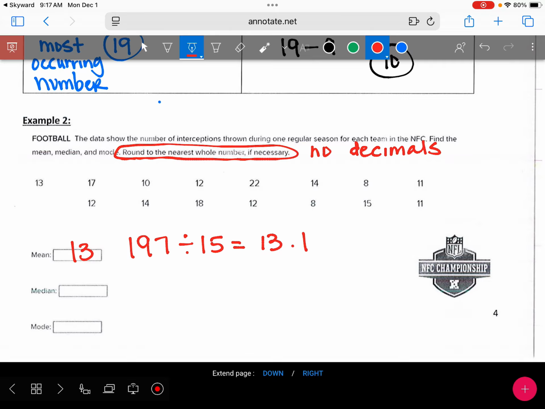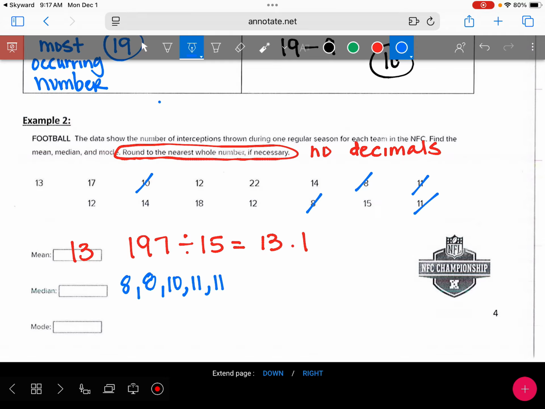All right, now let's do the median. The median, we gotta take our time. Let's start off, we gotta put them in order. All right, so we got an 8. The lowest number of interceptions was 8, so cross this. I see I got 2 8s, so I gotta write it twice. Do we have any 9s in our list? What about 10s? We got 1 10, so I'm gonna put the 10 next. Do we have any 11s? How many 11s? 2 11s, so I'm gonna write that twice.